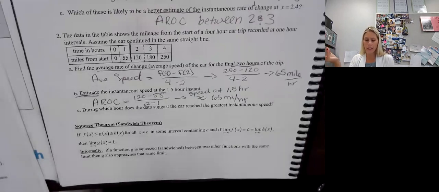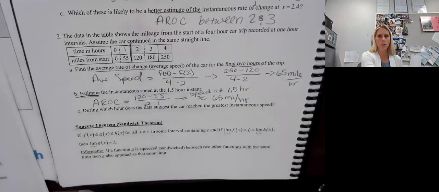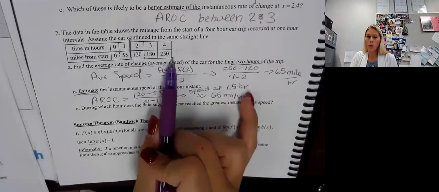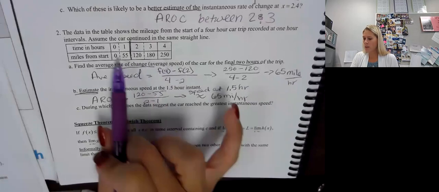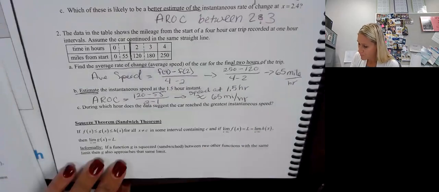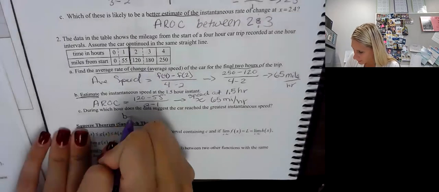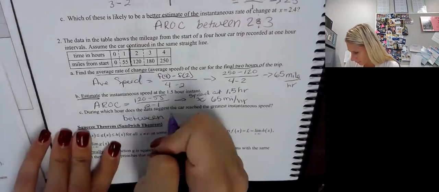Okay, during which hour does the data suggest that the car reached the greatest instantaneous speed? So which of these has the greatest change? Well, if you look, our greatest change between any of these values, I just want to make sure, yeah, is 250 and 180. That's the greatest change, right? That's what, 70? And I think the rest of these are 65. So that means the greatest instantaneous speed is between 3 and 4 hours.